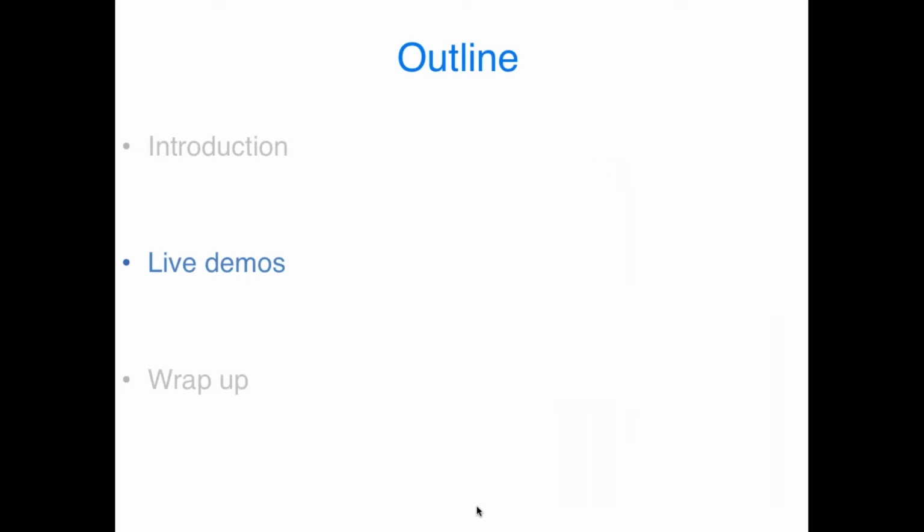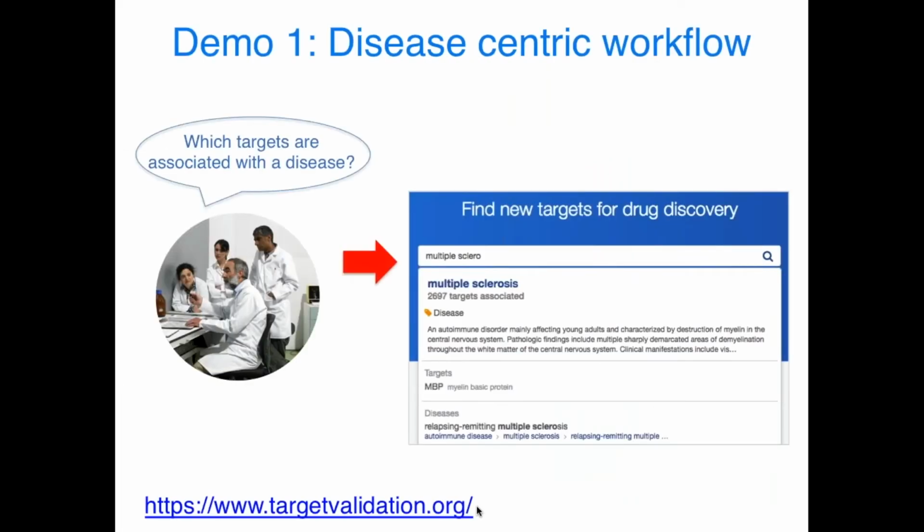Based on that, I will move on to the live demos. There are a couple of workflows that you can explore with the platform. You can start by looking at a disease, so you can search for your disease of interest. You can also search for your gene of interest. We also allow drug names and phenotypes to be searched. If you've got a phenotype or a drug, you can pop that into our search box, and those will be matched to either targets or diseases.